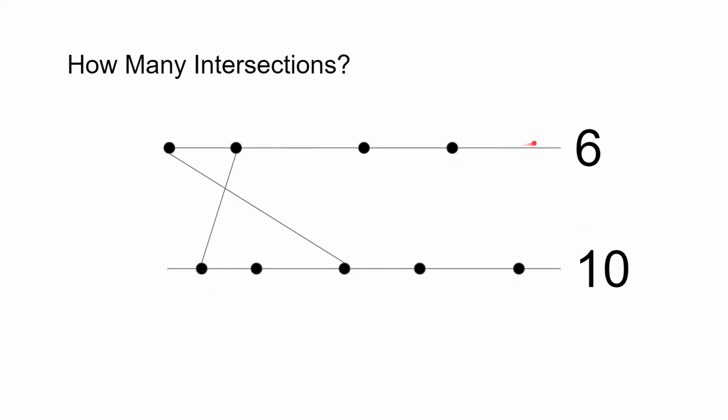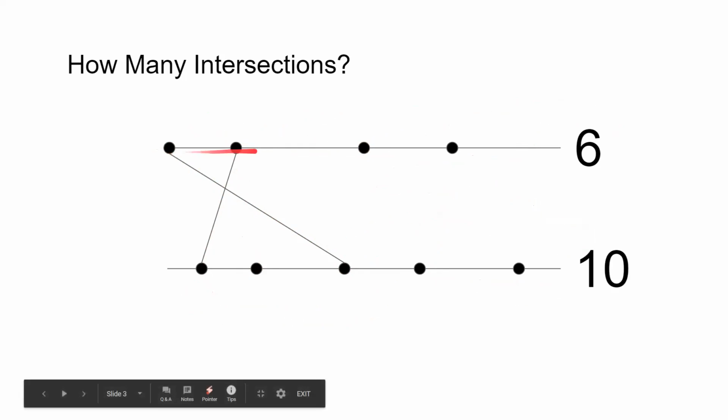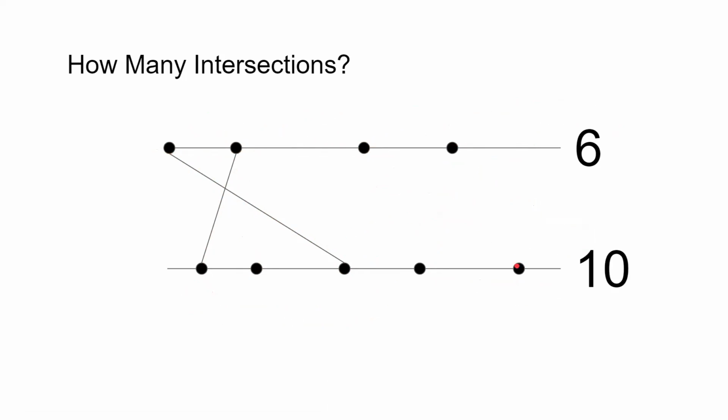So the answer is 6 times 10 because you just combine them to create the answer. And 6 times 10 is 60, and 60 is the total number of intersections you get. So these are both counting intersections, and the last problem we'll be going through today is about counting rectangles.